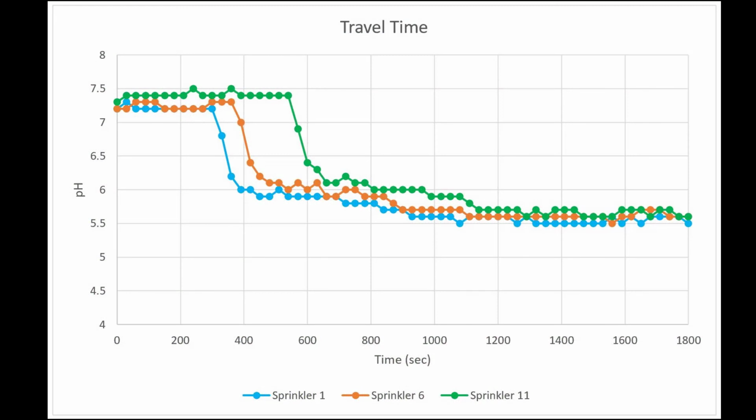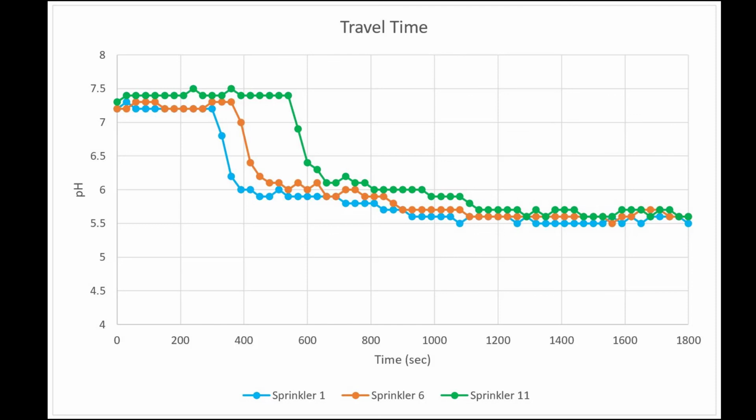Here's the chart outlining the travel time to our 3 sprinklers out there today. You can see that it took approximately 5 minutes for the pH to begin to change at sprinkler number 1, which is closest to the pump. It took about 6 minutes for the pH to change at sprinkler number 6, which is halfway down the lateral. And then it took 9 minutes for the pH to change at sprinkler number 11.